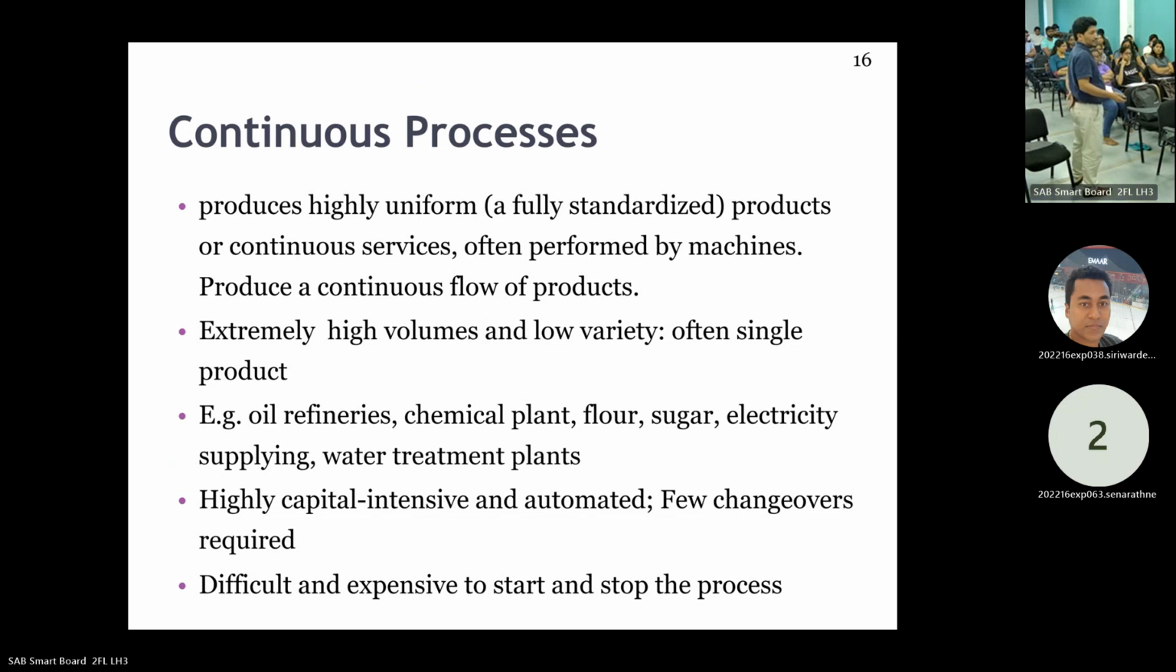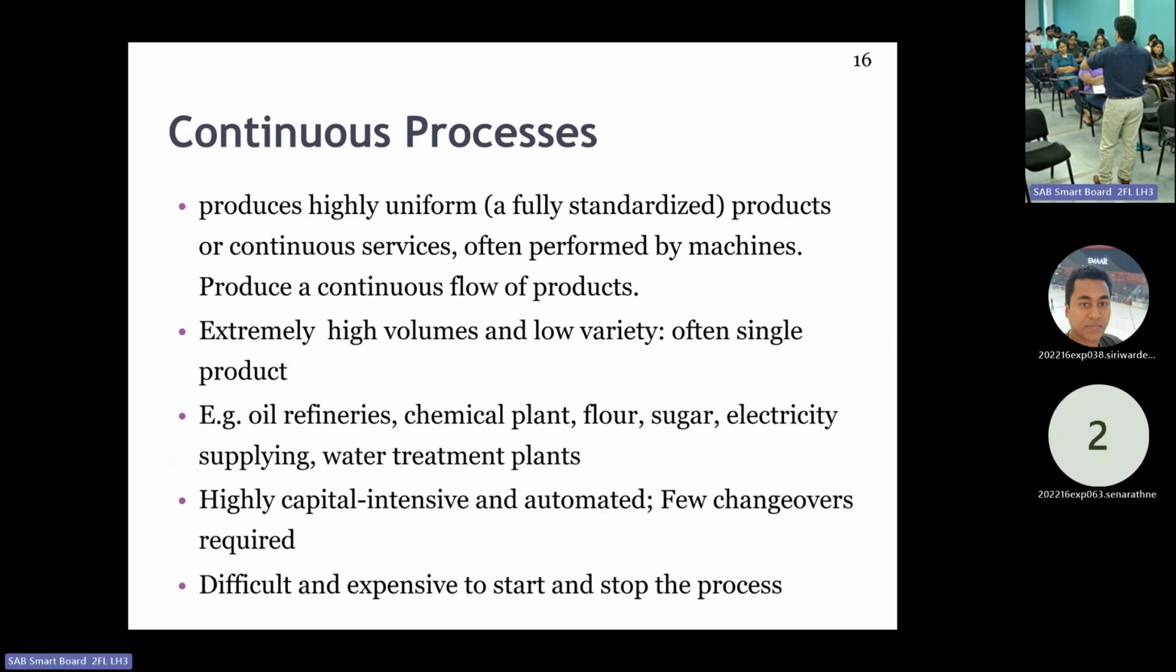So, highly capital intensive and automated processes we use there, with minimum changes. Same, without making any change, because only one product is manufactured. Can you see this? Right. Those are the different manufacturing process types. How many did we identify? 5.